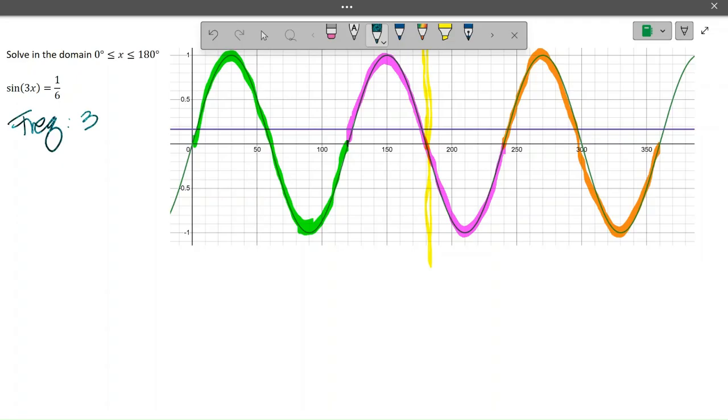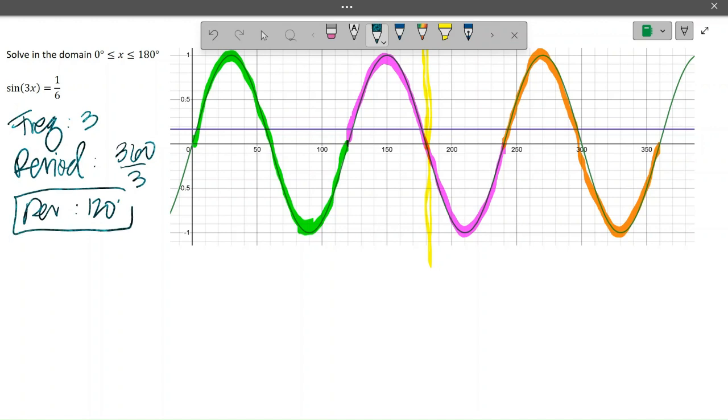And what this means for us is when we find the period here, we say 360 divided by 3. That means the period is 120 degrees. That means our sine wave repeats every 120 degrees. So you can see this point right here, that's where 120 degrees is. And then the next time it repeats is here. So we have exactly 1.5 waves within our domain.